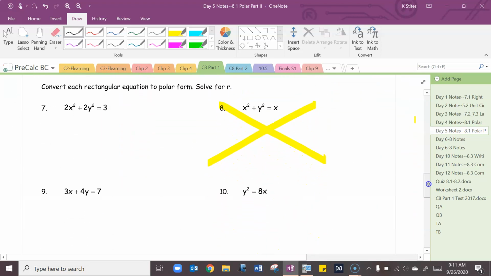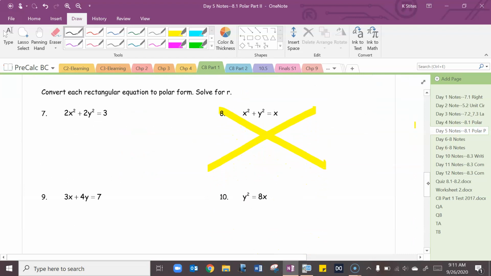Let's flip to the back. The last thing we're going to do is convert back and forth between rectangular and polar, but this time for equations, not for points. We're going to look at what a bunch of these equations actually mean over the next couple days.